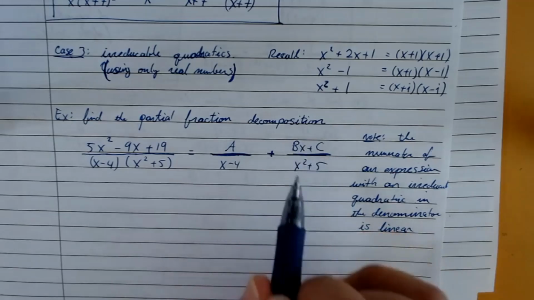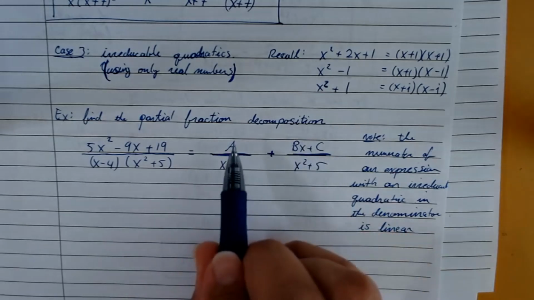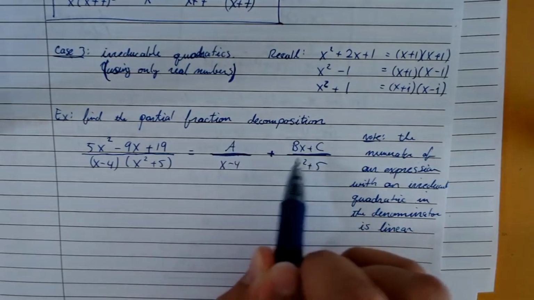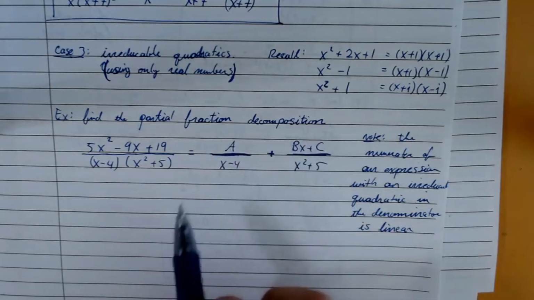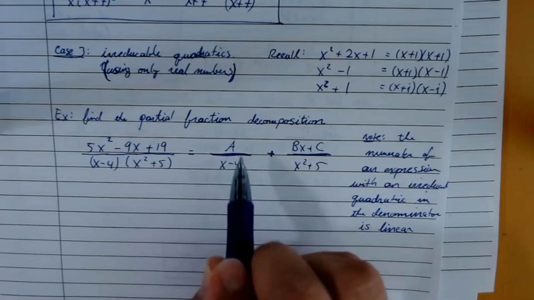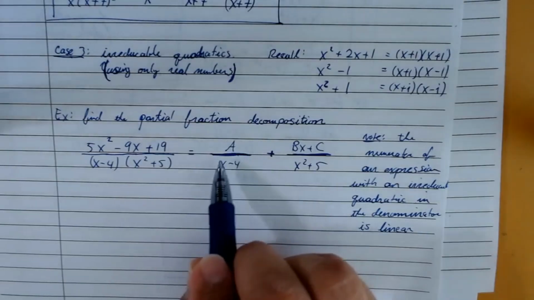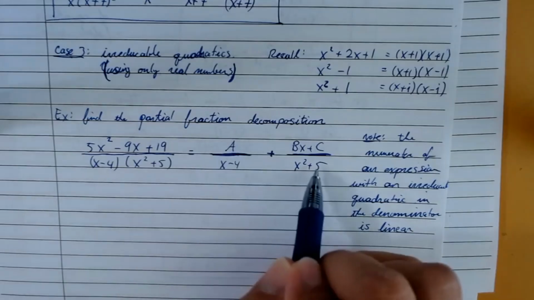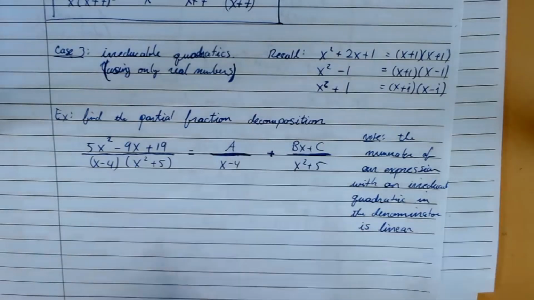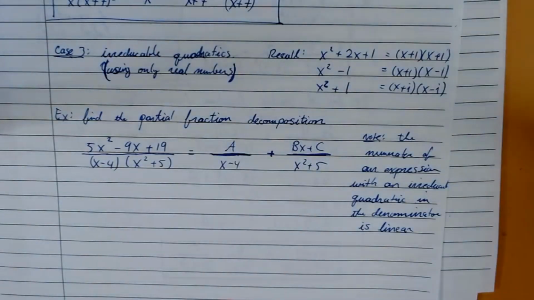That's the main difference. Here, this is linear, so its numerator is constant. This is quadratic, so its numerator is linear. A simple way to remember that is basically the power is going to have 1 degree less. Power 1, power 0. Power 2, power 1. Everything else about this is exactly the same as case number 1 and case number 2.